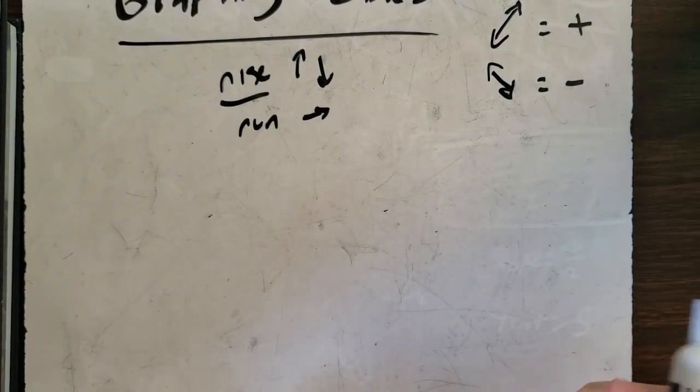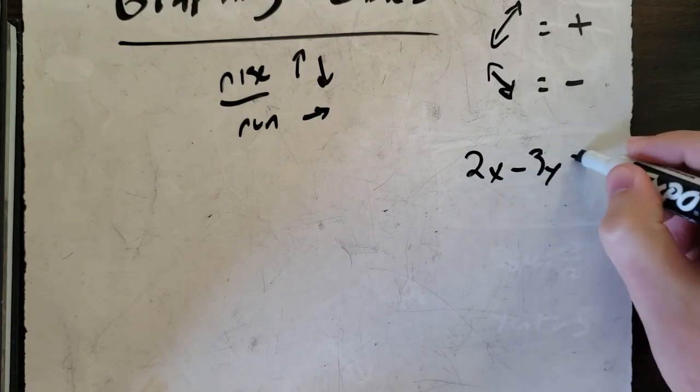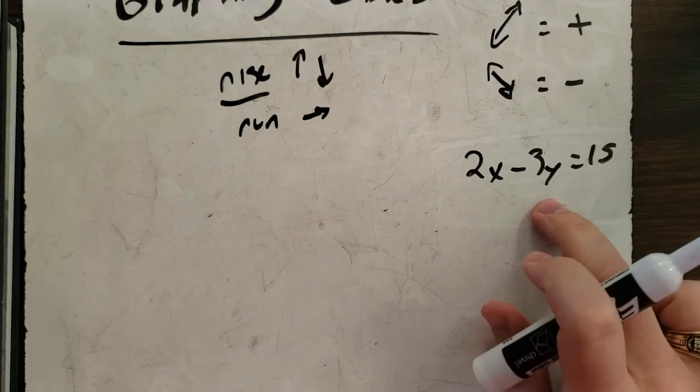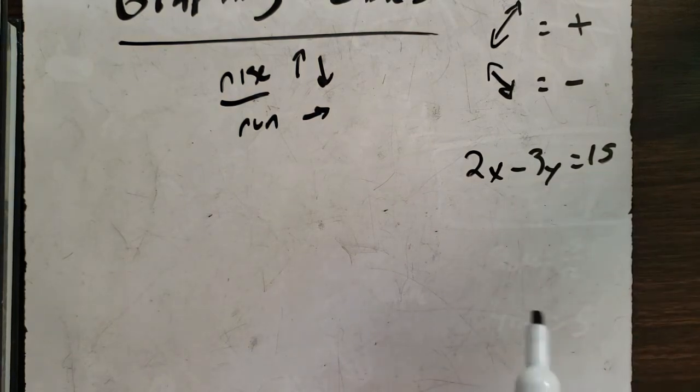Let's do one more example. 2x minus 3y equals 15. Now, we look at our equation. Is y by itself? No, we have to get it by itself, okay? Now, if you remember from the last video, we learned how to do that to get the y by itself. So let's go ahead and do that.